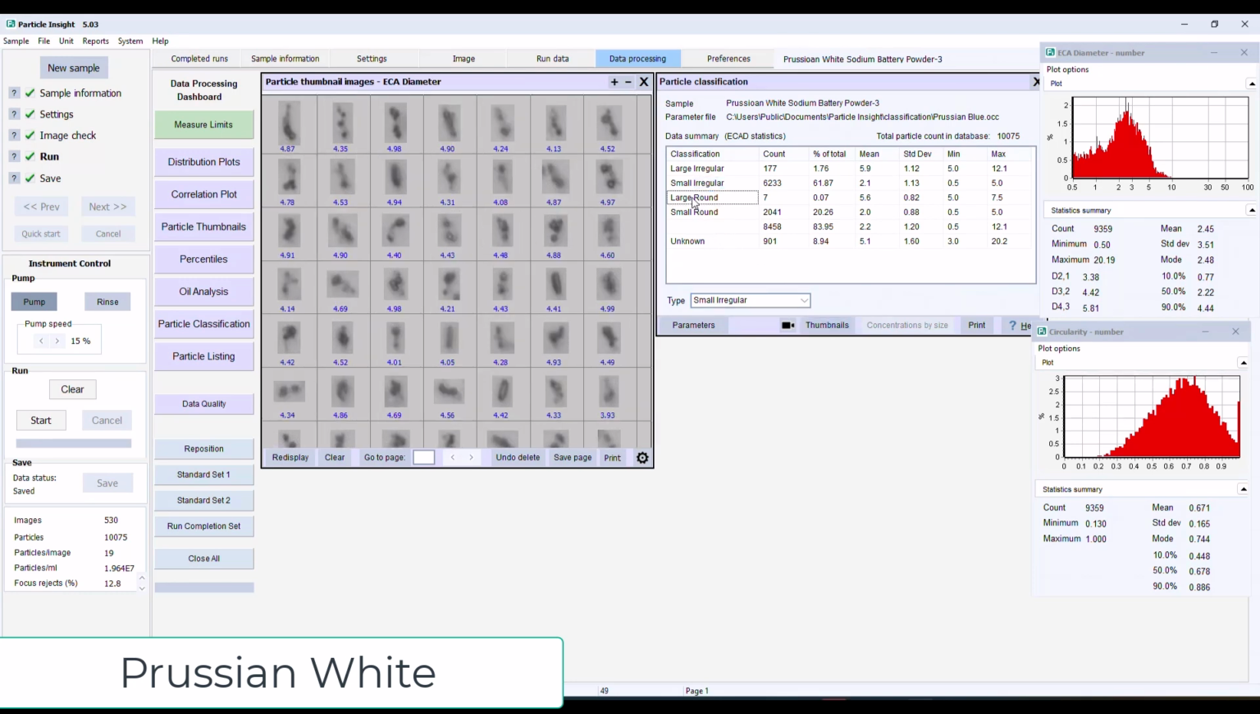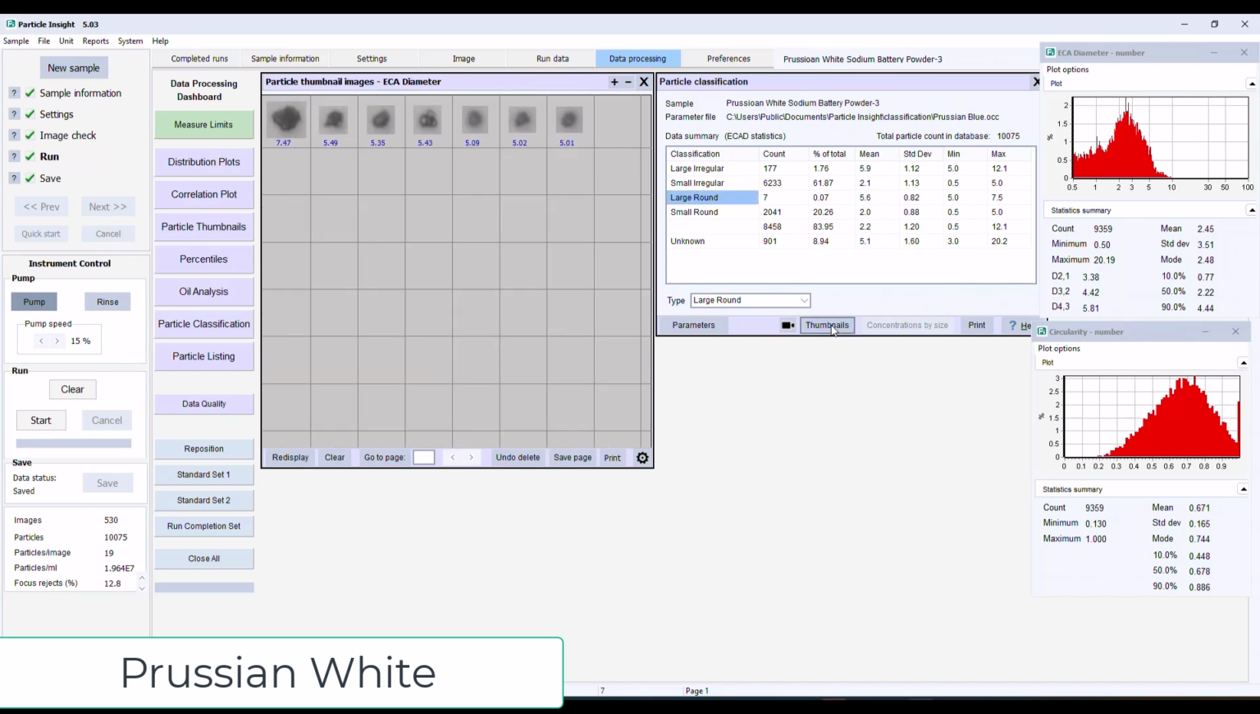At the end, we'll do some comparisons of, let's say, the Prussian blue and the Prussian white, to see if we can actually see some differentiation between the two.